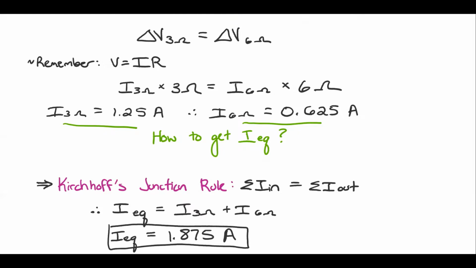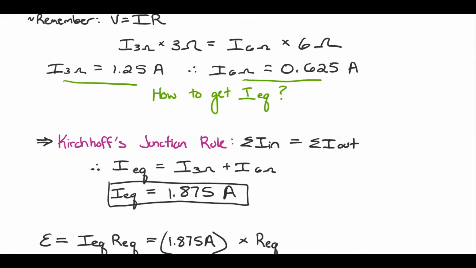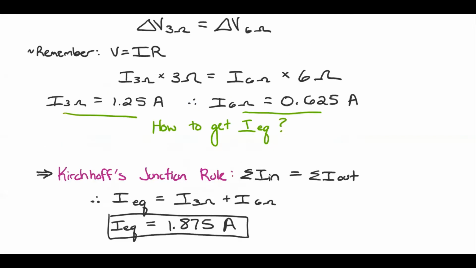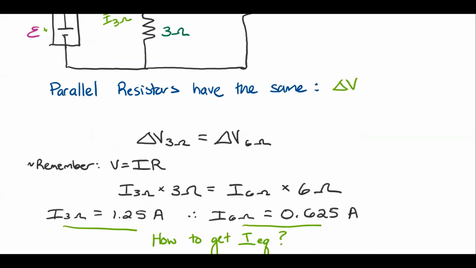Let's use this value to now find our total voltage, or EMF. EMF, once again, using Ohm's law. We're multiplying these two values, current and resistance. We just found current. What about equivalent resistance? Well, what kind of relationship does 3 and 6 ohm resistors have? They're in parallel. That combined resistor is then in series with our little r, which is very similar to what we just saw in the open configuration of the circuit.